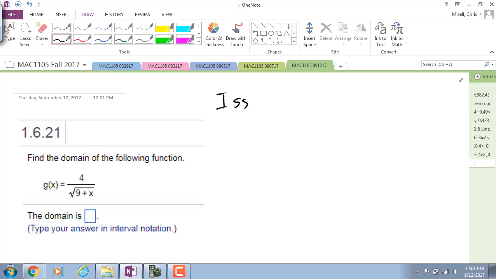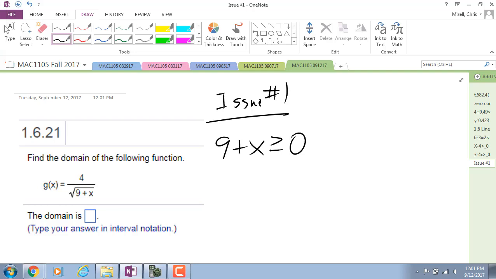Issue number 1. 9 plus x has to be greater than or equal to 0. That's necessary. It's just not sufficient. Because what we'll see is that negative 9 satisfies this inequality, but negative 9 is not in the domain. What's wrong with negative 9?